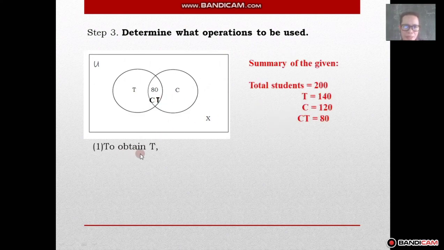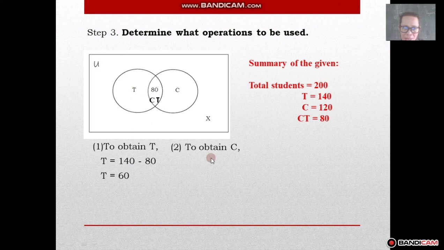Now, to obtain T, these are the operations. T is equal to 140, the total based on the given, the entire circle here, subtracted by the intersection, which is 80. The difference now is 60. So, the value of T, this area here, is 60. There are only 60 students who like tea only.